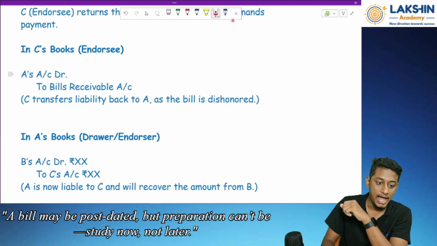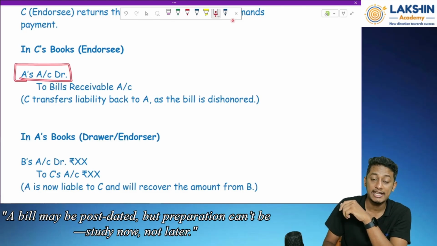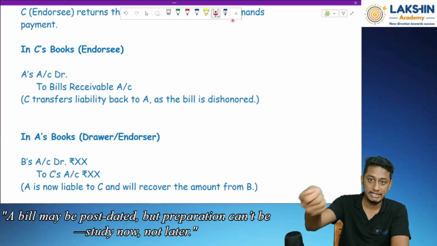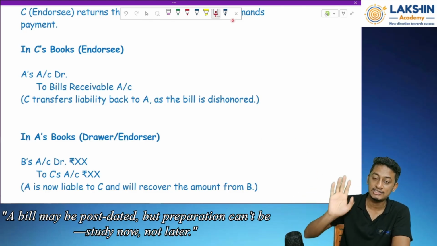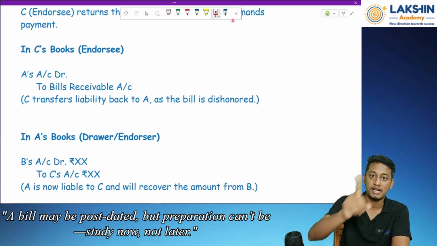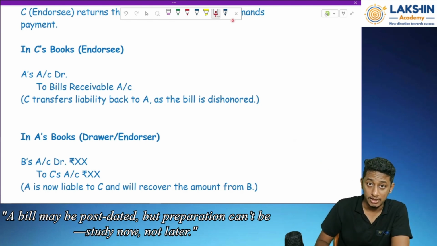First entry. And he is again debiting Mr. A's account. Why? Because Mr. A again will become his debtor. See, before, he had given the bill, so he had cleared off the balance. He is saying that Mr. A need not make any payment to me. Now the payment will be done by Mr. B.